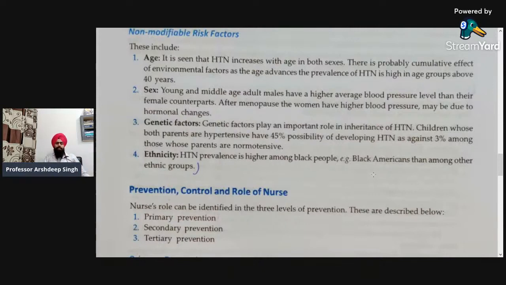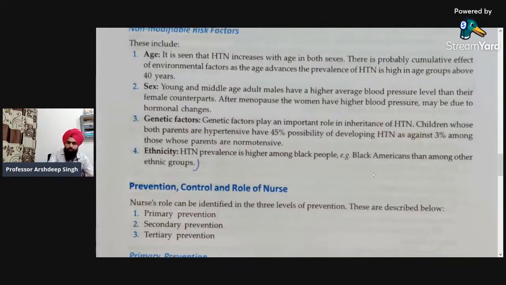Okay, and last is ethnicity. Hypertension prevalence is higher among black people, for example black Americans, than among other ethnic groups. So according to race, hypertension also varies with the different ethnicity of the people. Okay, so that is also a non-modifiable risk factor.